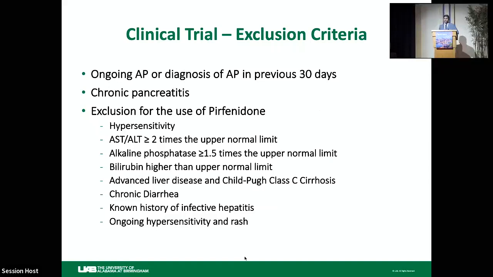The exclusion criteria, again, was an elaborate list, which was even further increased after our discussion with FDA, because safety was the primary objective of this trial, and hence we included even more exclusion criteria, which I will be talking about in the next couple of slides. So the exclusion includes patients with ongoing AP or diagnosis of AP in the past 30 days, patients with chronic pancreatitis, and also patients who are at risk for the use of pirfenidone drug because of its side effects.